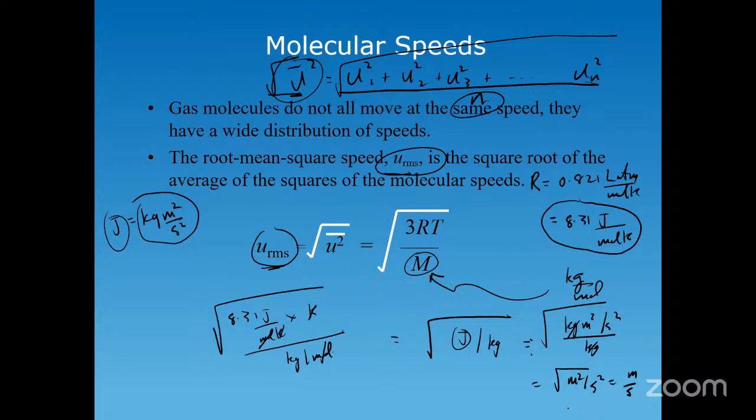Okay, so it's very important that you keep that in mind. Again, this is one of those things where students commonly make mistakes, especially when it comes to the R value. They put the wrong R value, which results in the final answer being incorrect. So that's basically how we calculate what is called the root mean squared speed.